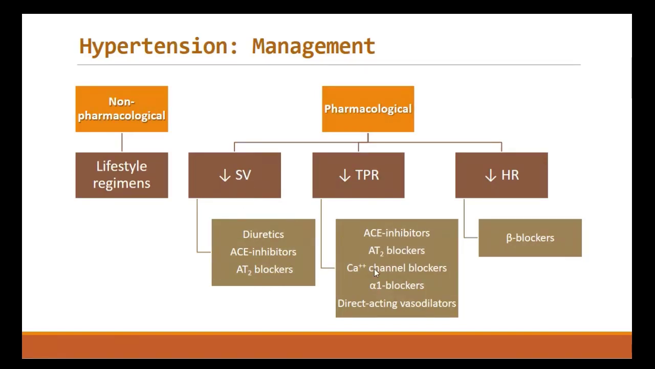Or you can give, again, these drugs which will decrease total peripheral resistance. Some of them will decrease blood volume. Some of them are direct acting vasodilators, calcium channel blockers, alpha-1 blockers, and other dilators which will dilate the arterioles. So you can use different types of drugs depending upon patient factors. And sometimes one drug doesn't work. You have to give a combination of 2 or 3 drugs.